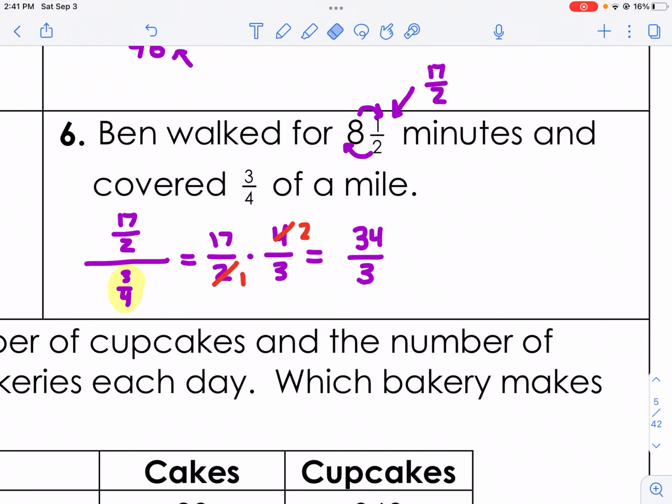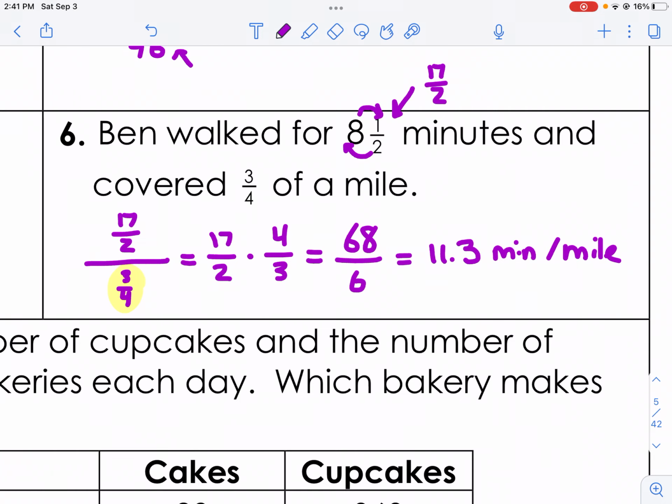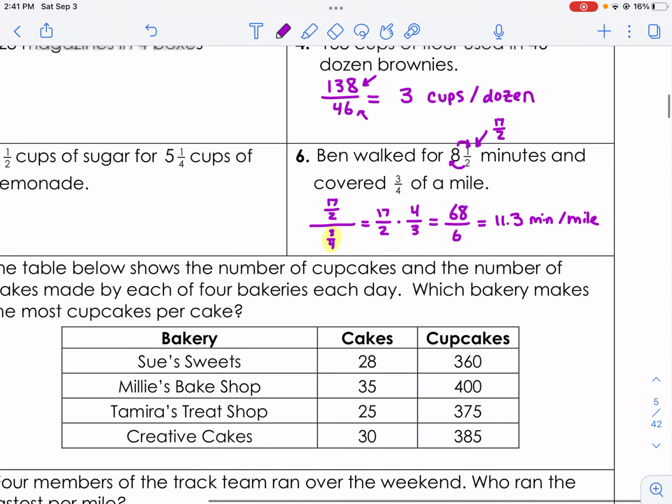Actually, you know what? I'm going to show you another trick. You don't even need to simplify because we're going to divide afterwards anyway. 17 times 4 would be 68. 2 times 3 is 6. And when we divide that using a calculator, we'll end up with about 11.3 minutes, I'll abbreviate minutes, per mile. We will not often be using fractions, but it's good to know how to use them just in case.